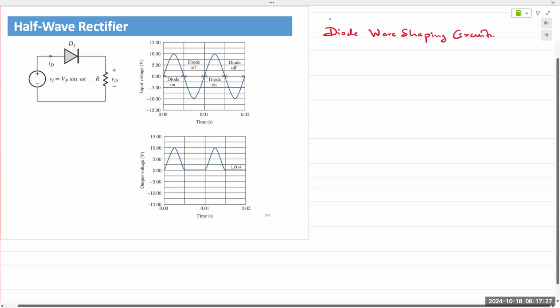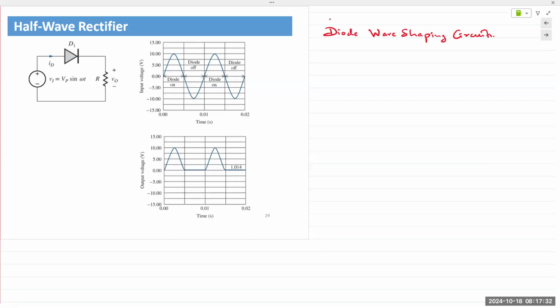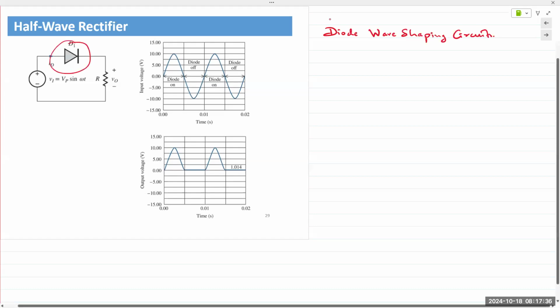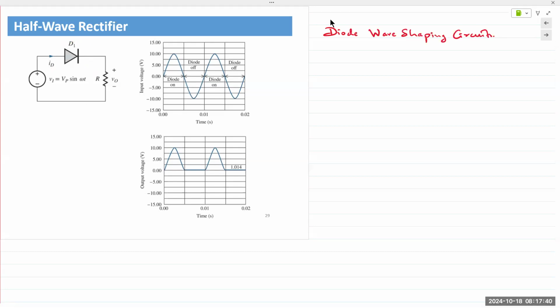Okay, diode wave shaping circuits. First one up is the diode rectifier. Simple circuit with a single diode and a single load resistor. Okay. What we are doing here is we are directly applying a time varying AC signal to a diode.